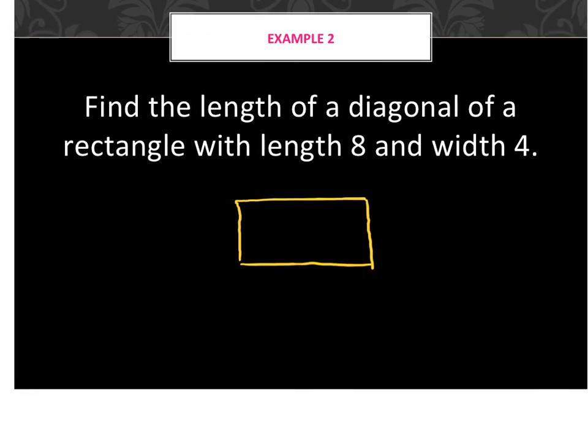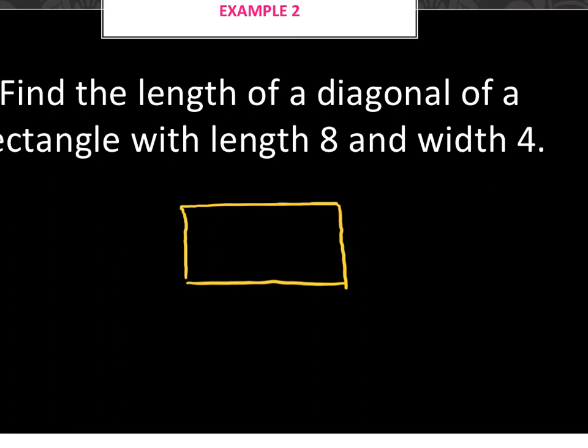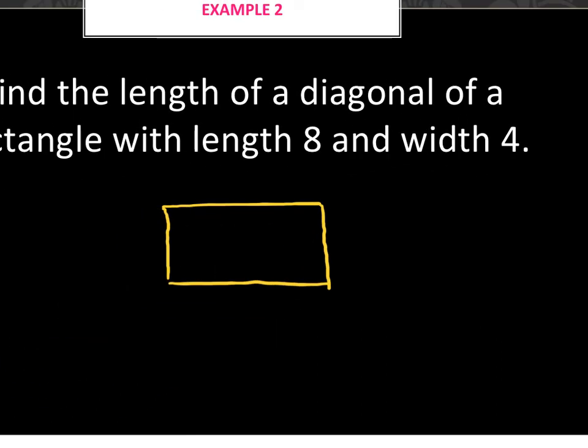What is that? Might be 4 just because it's smaller. Yeah, that's the width. And the word length just means the longest side. Even if the rectangle is laid at a weird angle, it's the longest side. And then the longest is going to be 8.